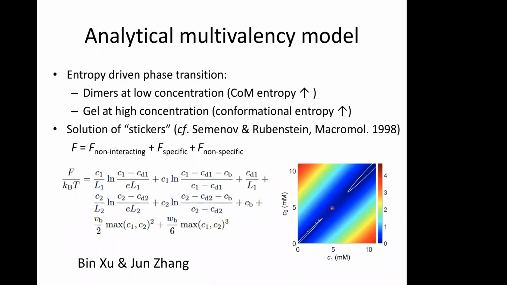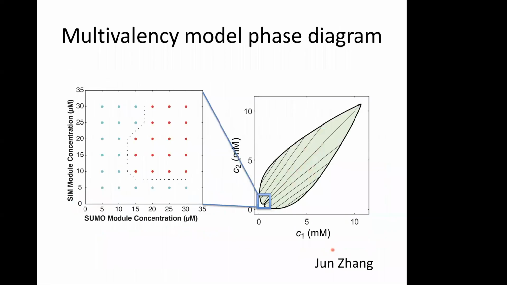And as a result, this system separates into a dilute phase and a dense phase if the concentration is in this regime. And we can look at this from the full point of view and look at the full phase diagram you get now, not just in the space of concentration of one polymer, but of the concentration of two polymers dissolved in a solvent. And so just like in the experiments on SIMs and SUMOs, where we saw this two-dimensional phase diagram, Jun is able to derive a two-dimensional phase diagram using the theory.